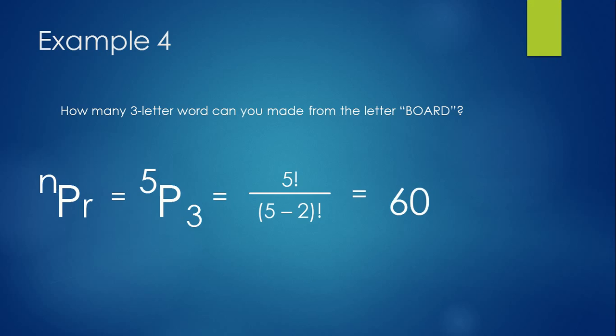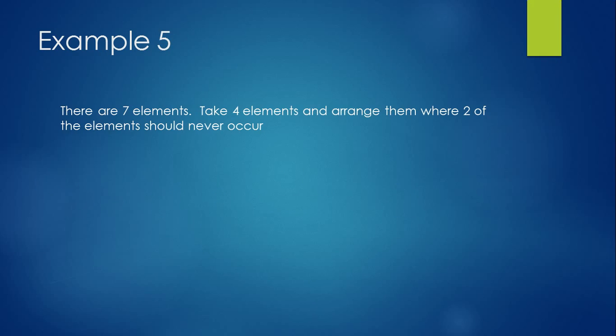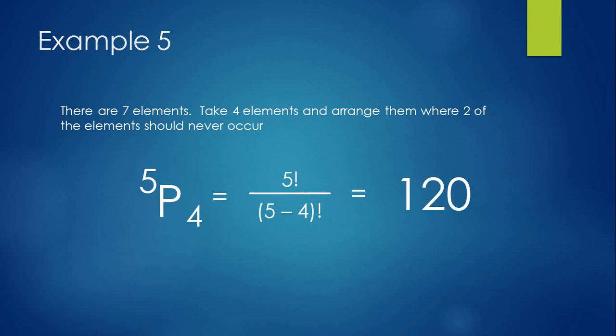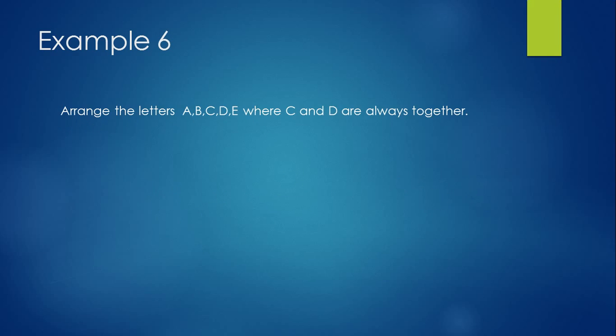There are 7 elements. Take 4 elements and arrange them where 2 of the elements should never occur. Since there are 7 elements and 2 of these elements should never occur, there will only be 5 elements left. So the solution would be 5P4, which is equal to 5 factorial over quantity 5 minus 4 factorial, which is 120.